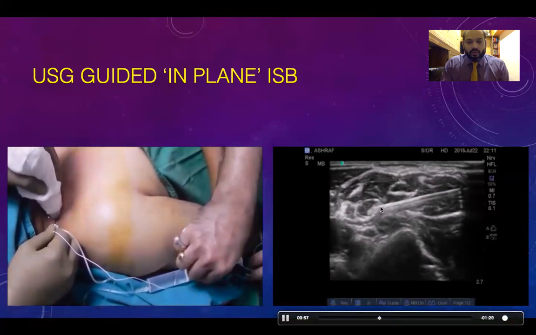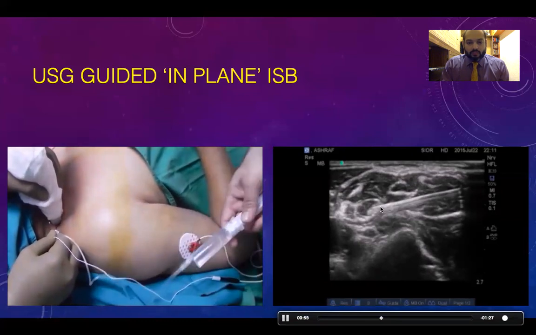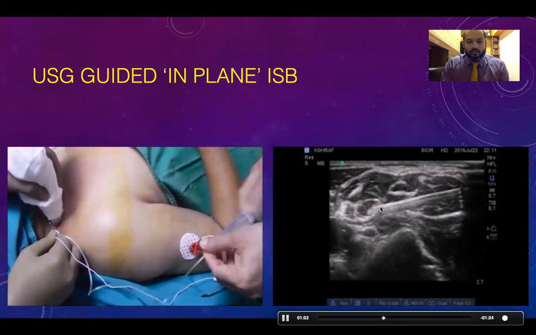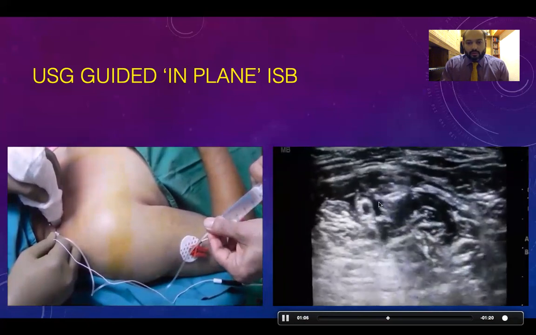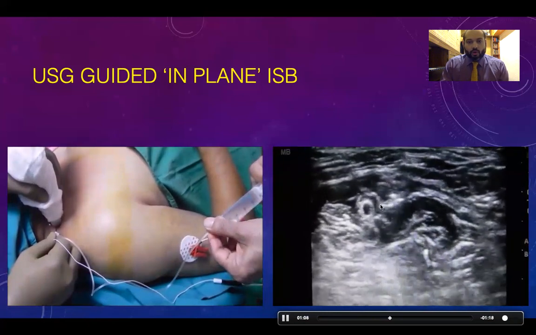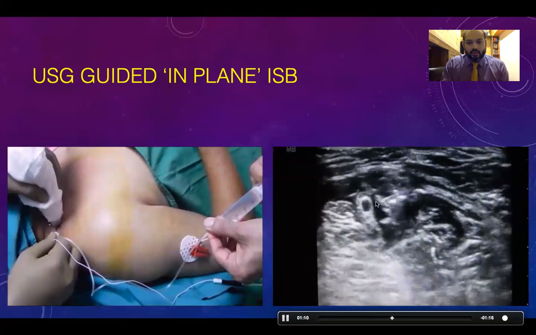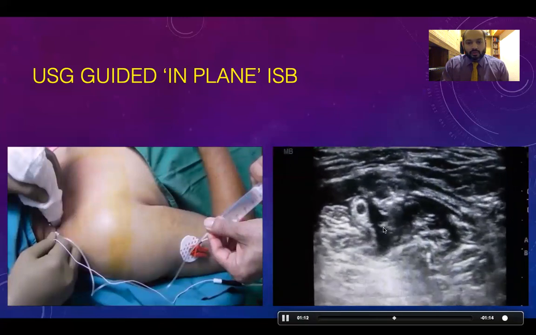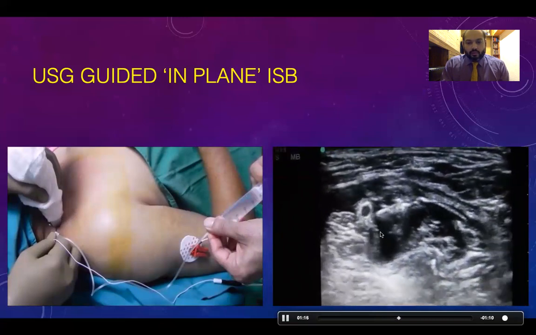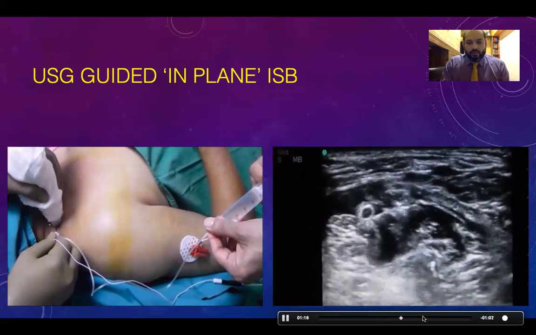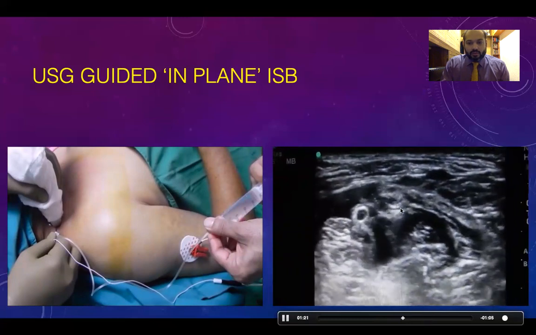Once we start injecting the drug, we see the lateralization of the trunk and good spread of the drug. You need not go to the opposite side of the trunk. The lateralization of the drug is enough for providing good blockade. Now, after injection is complete, here you can see the needle.